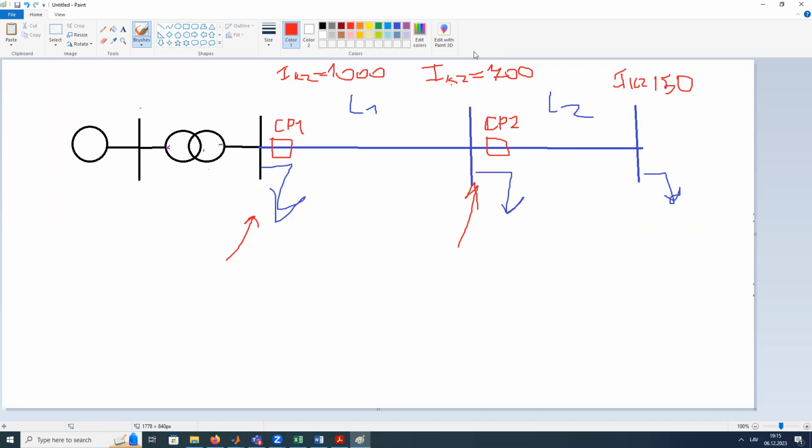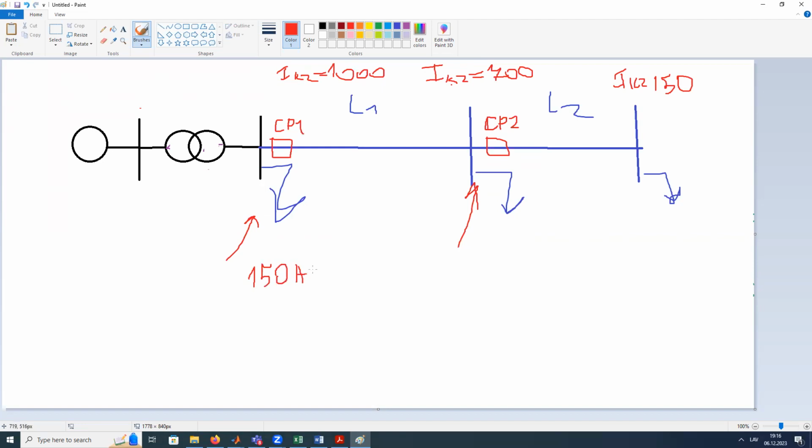Yes, what current set points will you choose for each relay? For CP1 and for CP2. CP1. Hello. Yeah, I'm here. What will you choose? Yes, you say CP1. I'm waiting for the set point value from you. 150 amps. Okay, let's write 150.